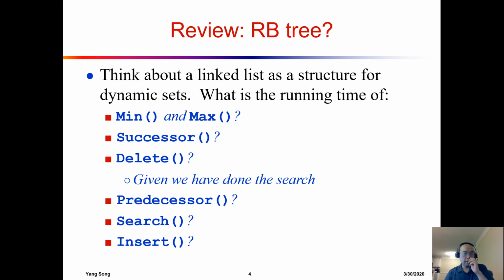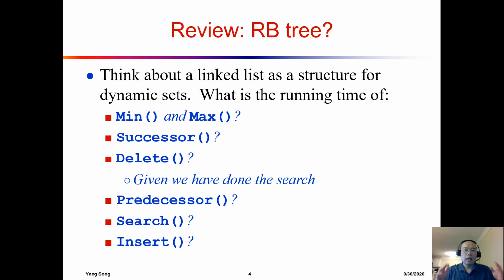Okay, and the next one. How about we implement the dynamic set with the red-black tree? The red-black tree is a balanced binary search tree, right? So what is the maximum and the minimum? If we have the root, and we always go left, go left, go left, we will find the minimum. If we always go right, go right, go right, we will find the maximum.